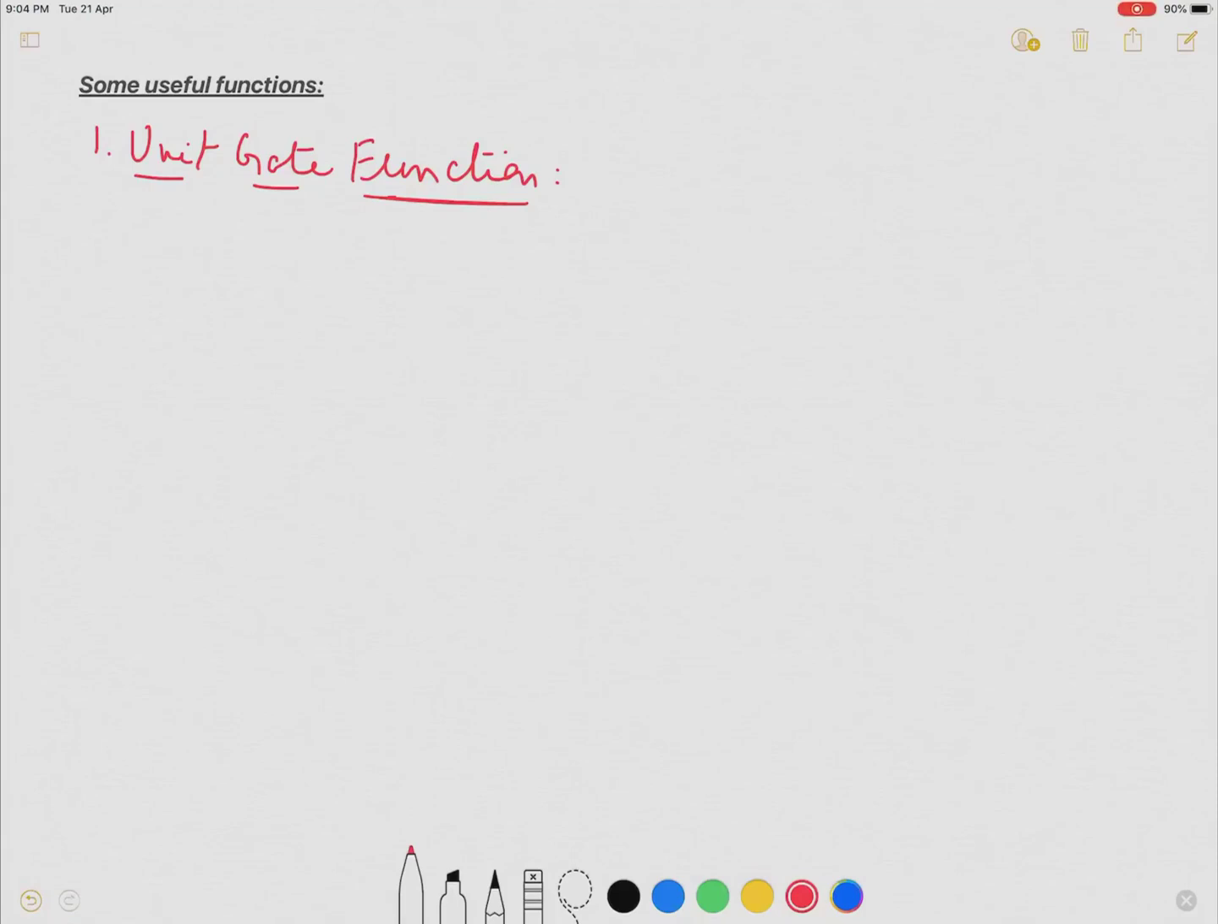Hello. In this lecture, we will explain some useful functions that are useful for Fourier transform. The first is the unit gate function.